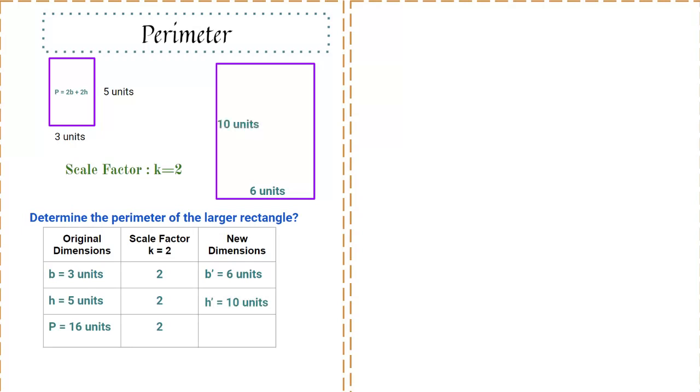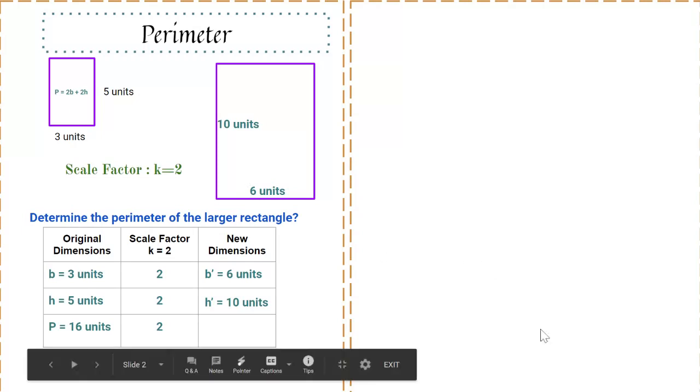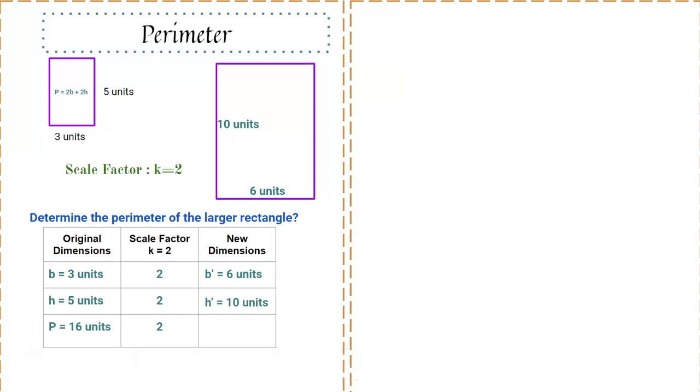Now, to calculate perimeter, I can use the formula given, or I can add 3 plus 5 plus 3 plus 5, and that will give me 16 units. I can use that same method to calculate the perimeter of my larger figure. Since I now know the dimensions, I can calculate the perimeter by adding 10 plus 6 plus 10 plus 6, which will give me 32 units.